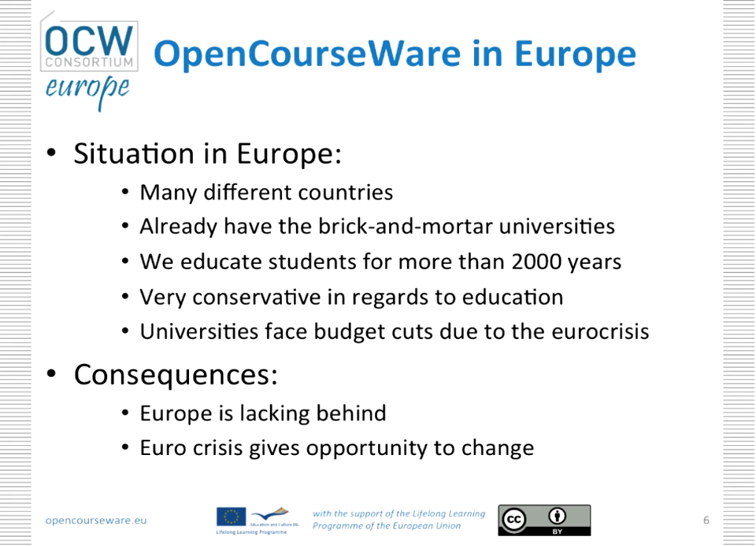If we look at the situation in Europe, we have many different countries with many different languages, cultures, and such. We already have a lot of brick and mortar universities. We have a very long tradition in the traditional way of teaching, and I think we're pretty conservative with regard to education. The good thing, I would say, is that universities face budget cuts due to the euro crisis, and that means they have to rethink the things they're doing. So the consequence is that Europe is lagging behind, but the euro crisis gives us a good opportunity to do new things here.